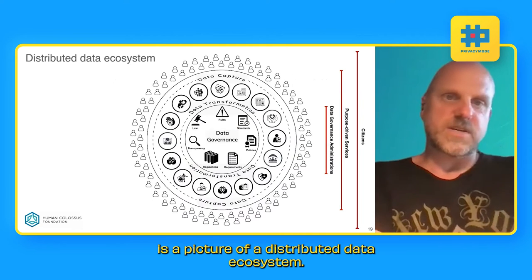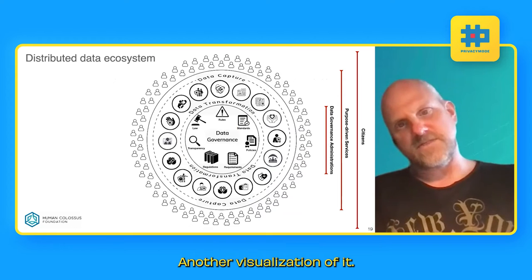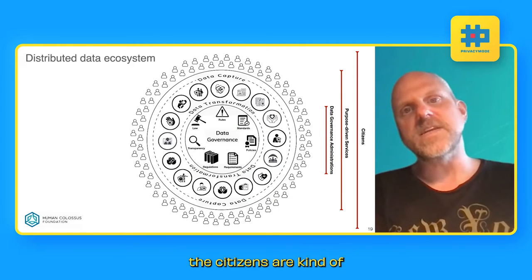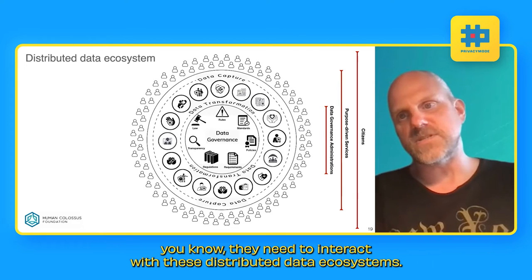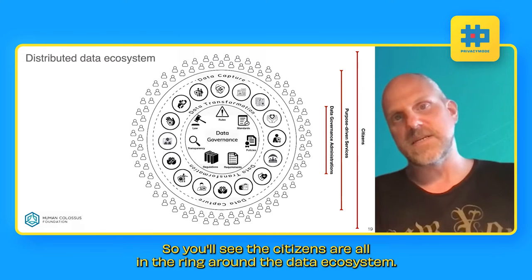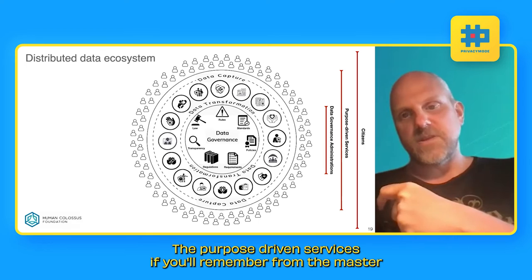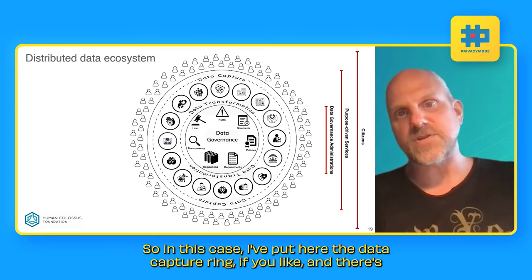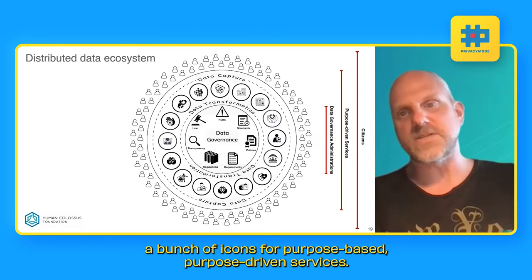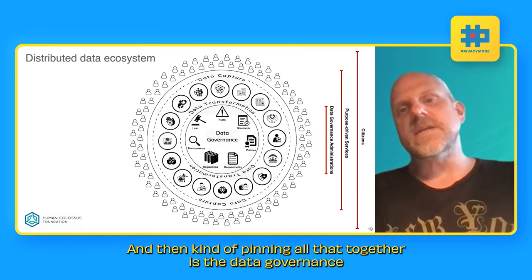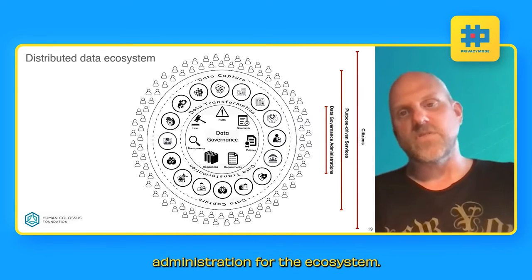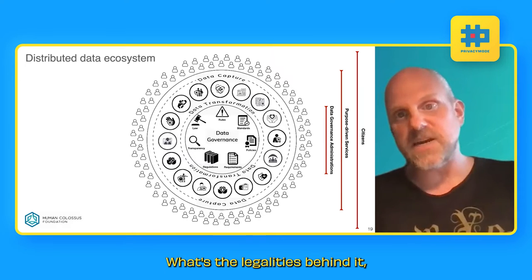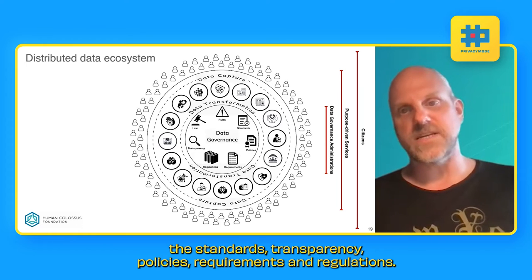This is a picture of a distributed data ecosystem, another visualization of it. All this really shows is that the citizens need to interact with these distributed data ecosystems, so you'll see the citizens are all in the ring around the data ecosystem. The purpose-driven services, if you'll remember from the master mouse model, are where new data is entered into the system. So here I've put the data capture ring, if you like, with a bunch of icons for purpose-driven services. Then pinning all that together is the data governance administration for the ecosystem, and you can see a few of the icons in there: the rules, the legalities behind it, the standards, transparency, policies, requirements, and regulations.